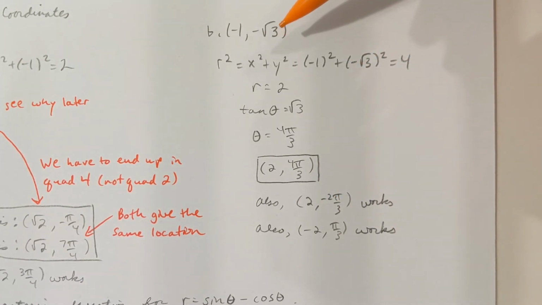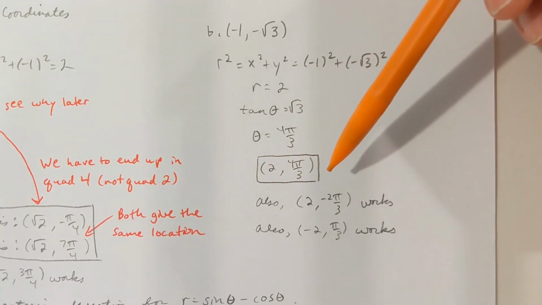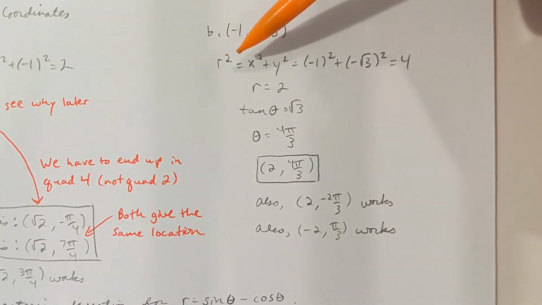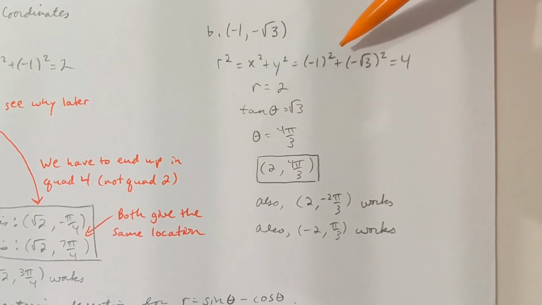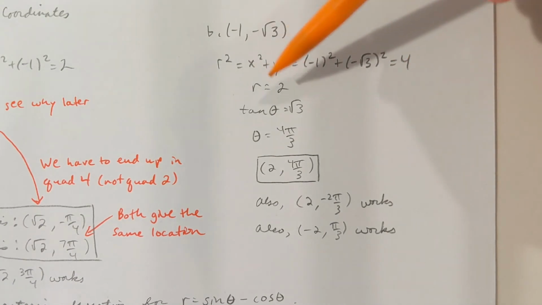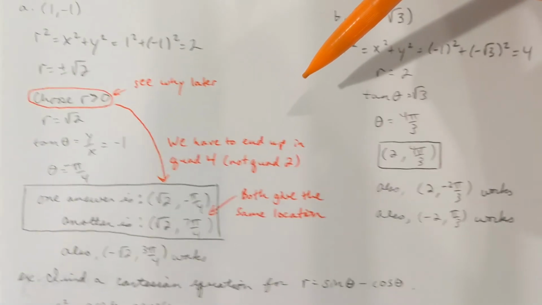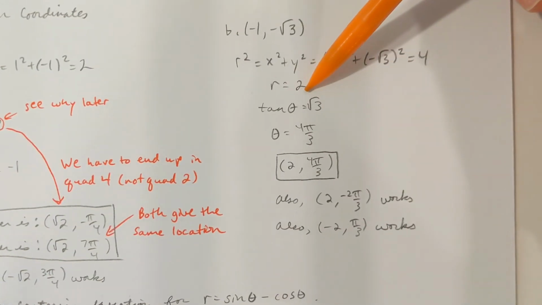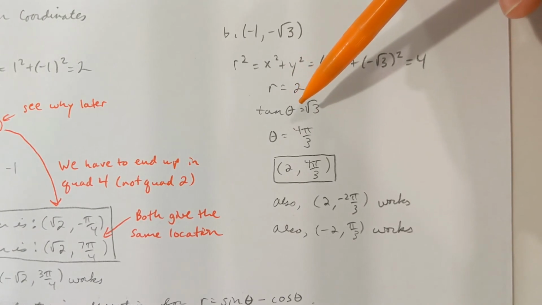So, okay, here's another example. x is negative 1, y is negative root 3. That point would be in quadrant 3. I also have to make sure that in polar form I'm going to be in quadrant 3. To get r squared equal x squared plus y squared, negative 1 squared plus negative root 3 squared, 1 plus 3 is 4. Take the square root of both sides to get r equal plus or minus 2. If you choose r to be positive, going forward then, okay, let's get theta next.